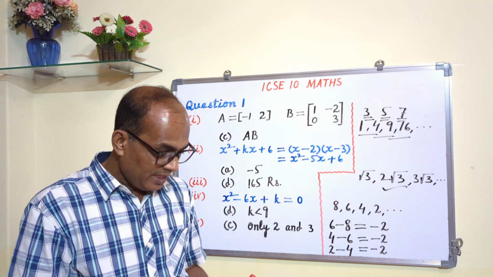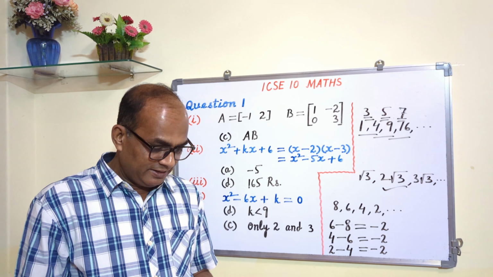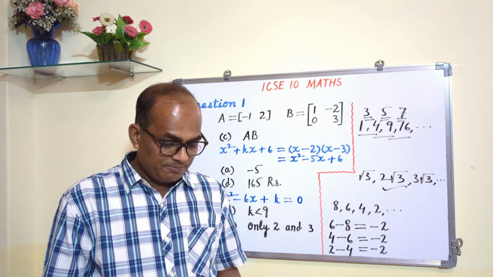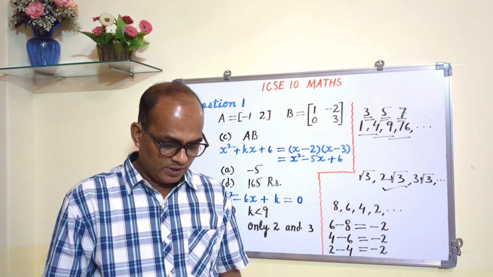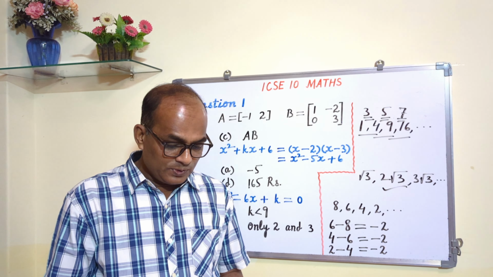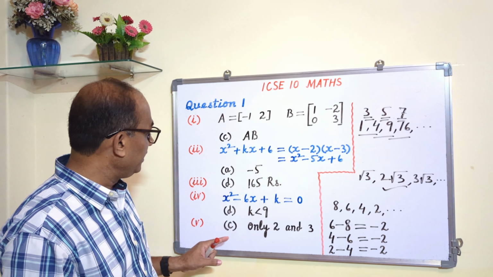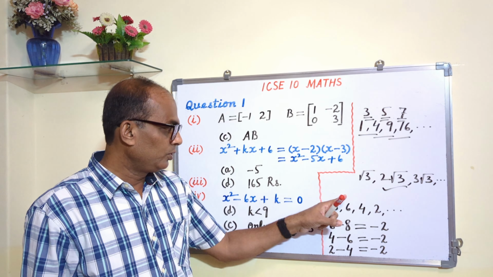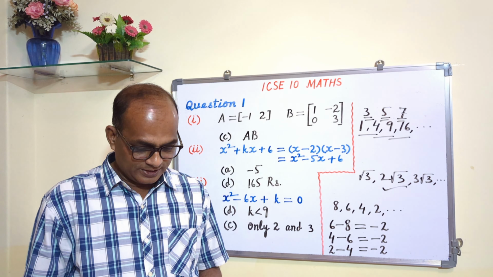Fine. So the answer: option A, only one, no, that is wrong. B, only two, no, wrong. C, only 2 and 3. So C, 2 and 3 is the correct answer, because both 2 and 3 are arithmetic progressions.